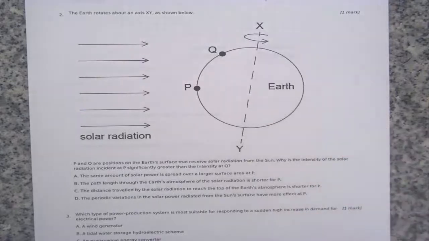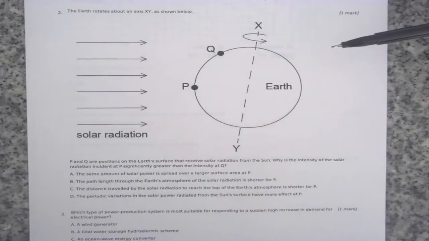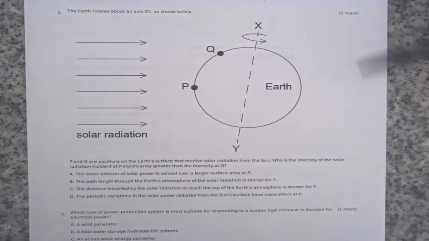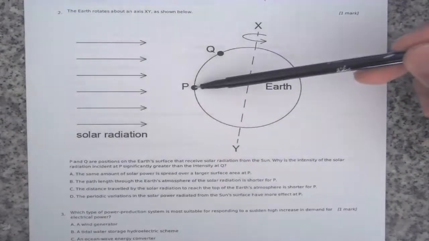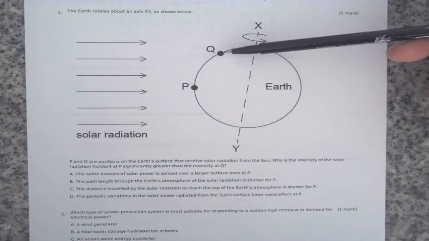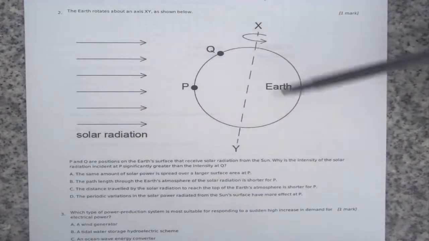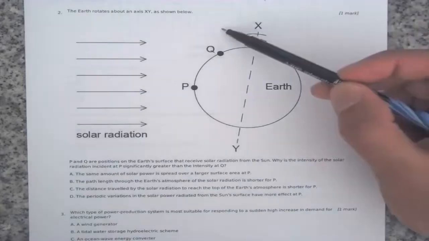The Earth rotates about an axis X and Y as shown below. P and Q are positions on the Earth's surface that receive solar radiation from the Sun. Why is the intensity of the solar radiation incident at P significantly greater than the intensity at Q? So here in this case, of course, this is the way that we have seasons.